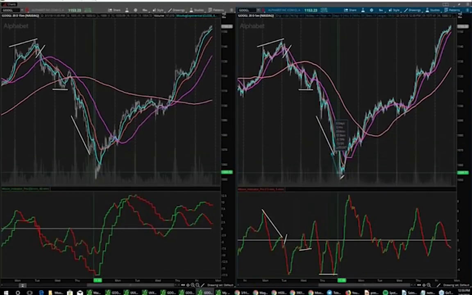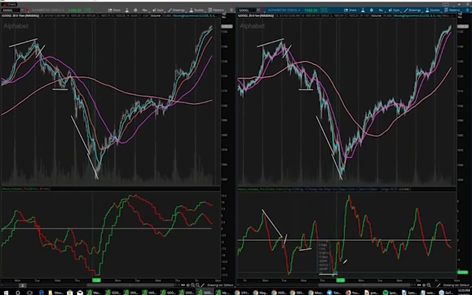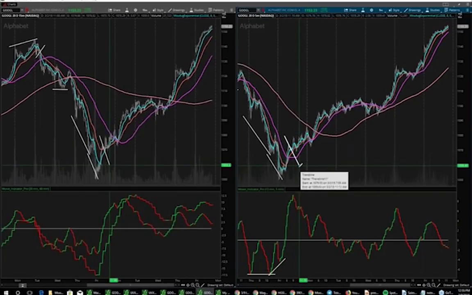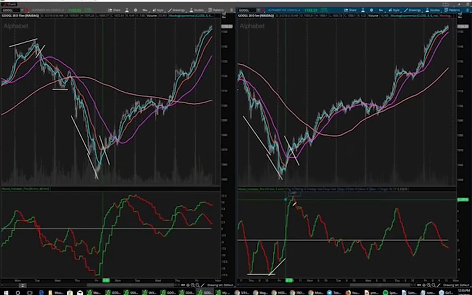Here's where it really kicks in. Price goes down even further, indicator goes higher. Isn't that amazing? That's something you want to pay attention to. Let me zoom in a little bit more. And now look at this. We have price gets on top of the moving average. And where is our indicator? Very, very high.